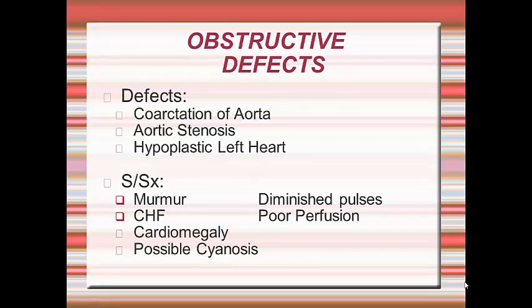Okay, for this section, we're going to be talking about obstructive defects of the heart. And the three we're going to be talking about in this category are coarctation of the aorta, aortic stenosis, and hypoplastic left heart.